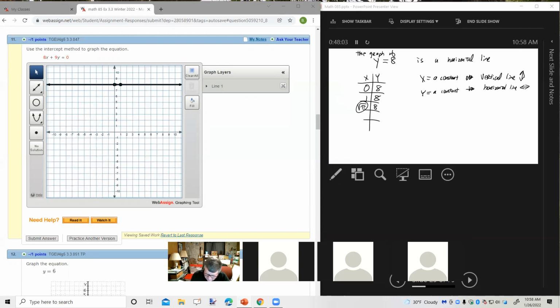Two other things we've looked at. To find an x-intercept, set y equal to 0. To find a y-intercept, set x equal to 0. So there's 4 pieces of information that you want to have memorized right up here. Okay. Now, let's see here.